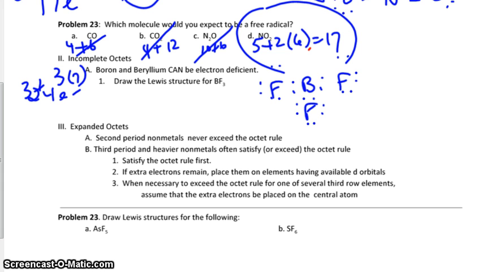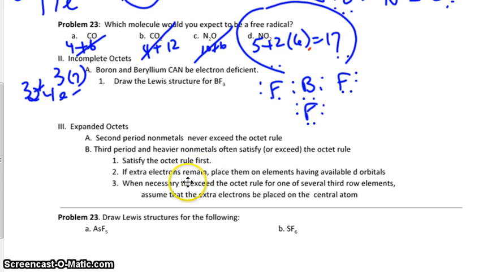Now, there are cases where we can have more than 8. Okay, so let's check this out. Second period nonmetals, so we're talking about carbon, oxygen, nitrogen, will never exceed the octet rule. We're never going to have more than 8, okay? The third period and heavier, so third, fourth, fifth period nonmetals will often satisfy or exceed the octet rule. So they can have 10 or 12 electrons around the central atom only. All right, so how do we know to do this? Satisfy the octet first.